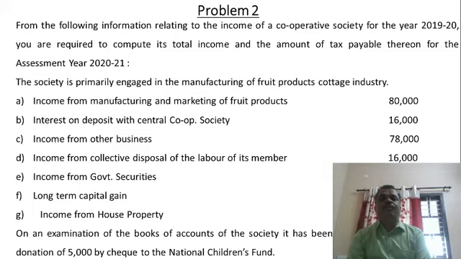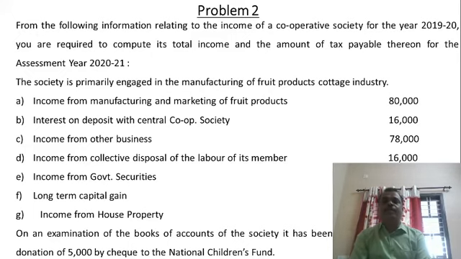First one, income from manufacturing and marketing of fruit products 80,000. Interest on deposit with the Central Cooperative Society 16,000. Income from business is 78,000. Income from collective disposal of the labor of its members 16,000. Income from government securities 8,000. Long-term capital gain 25,000. Income from house property 10,000.